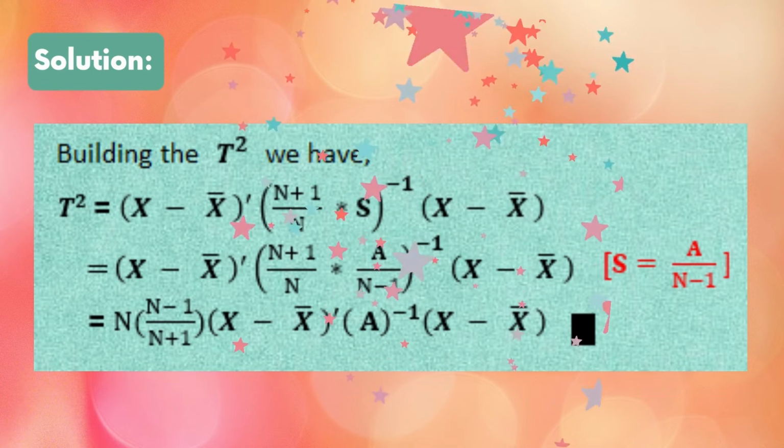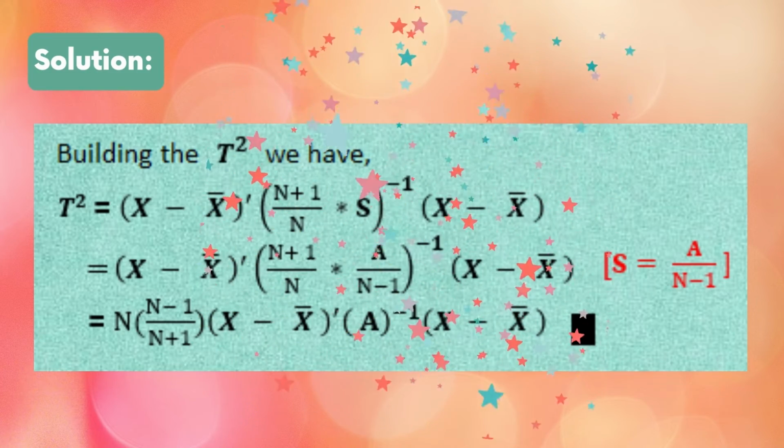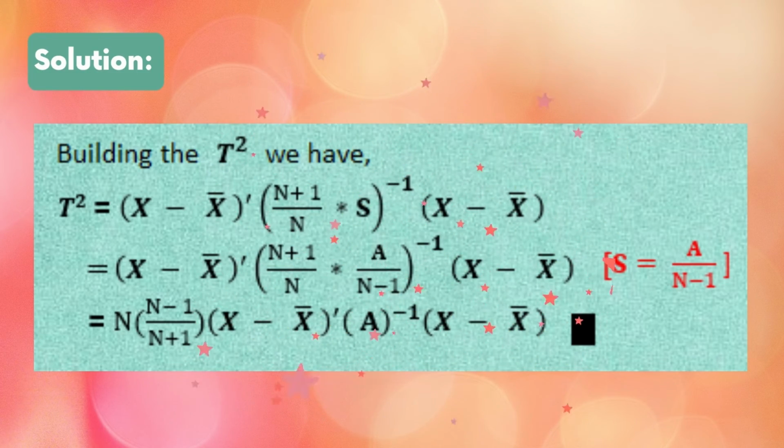Thus, we have shown that this last line has the distribution of Hotelling's t-squared. This concludes the solution to problem number 6.